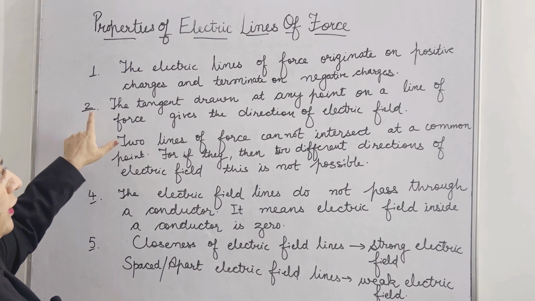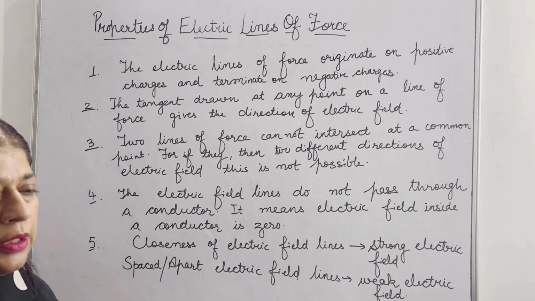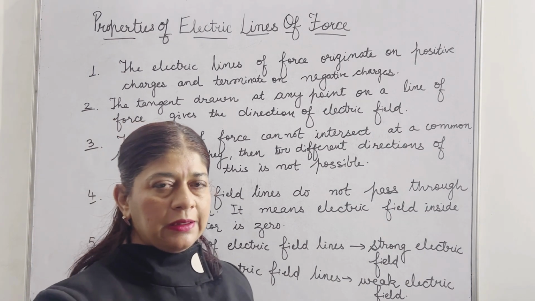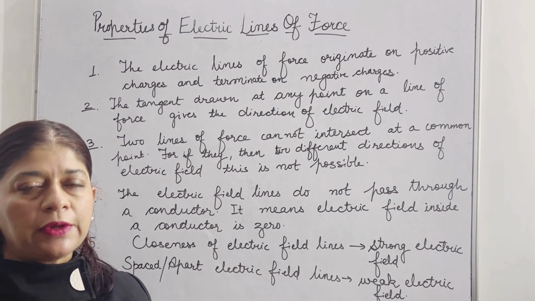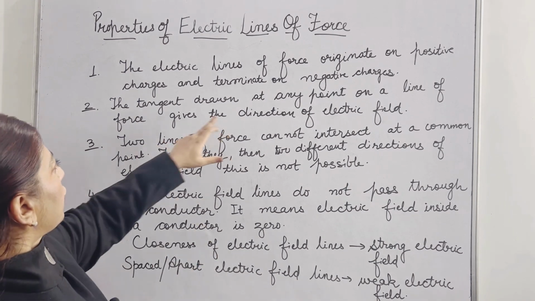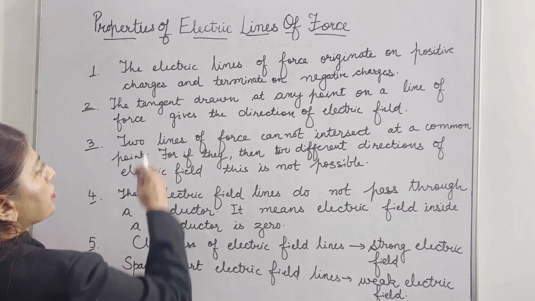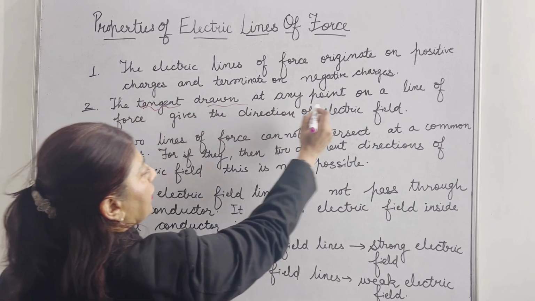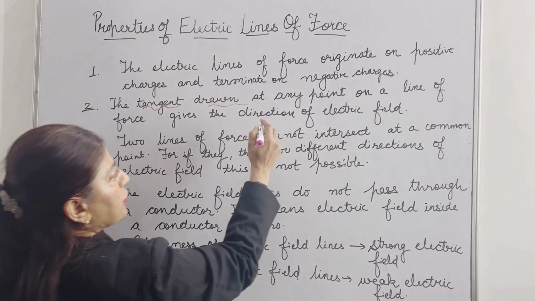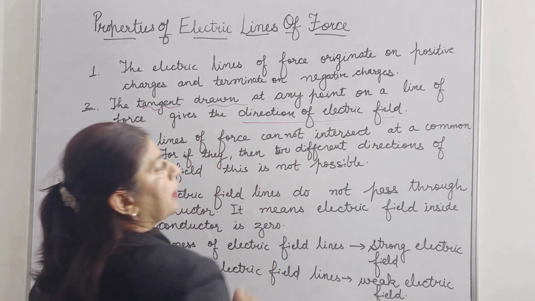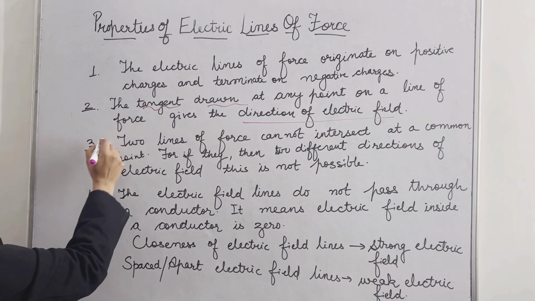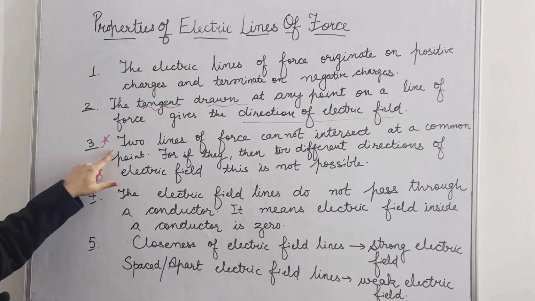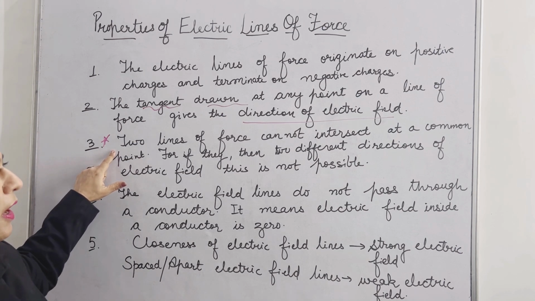Second point is that the tangent drawn at any point on the electric field lines gives the direction of the electric field. If at any point we draw the tangent, it is going to give the direction of the electric field. The tangent drawn at any point on the line of force gives the direction of the electric field. Now, this is a very important thing, and many times a conceptual question is asked from it.